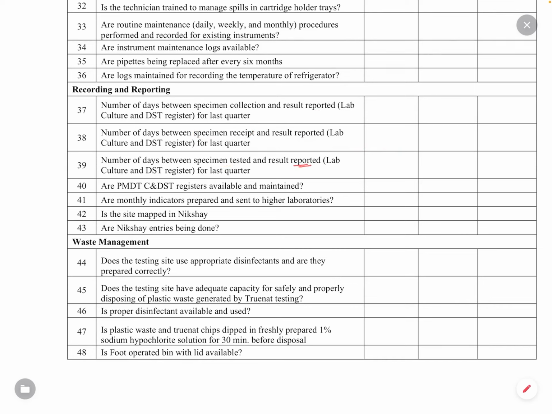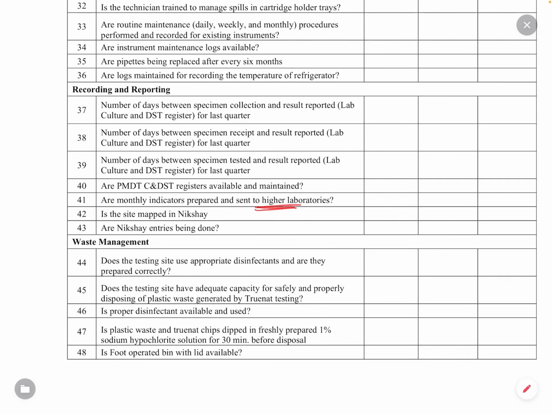Then whether the proper registers, PMDT, CNDST registers, are available and maintained or not. Monthly indicators, TrueNat monthly indicators, we will be seeing what they are. Are they prepared and sent to higher laboratories? Here it is sent from the NAT center to the district TB center, and from there it is compiled and sent to IRL. From IRL it is sent to NRL, and NRL sends it to CTD.